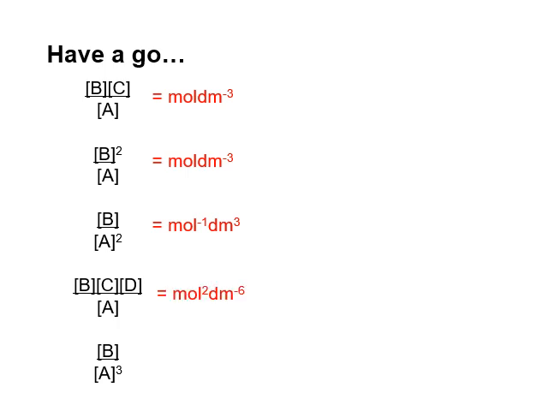This one will be mole 2 dm minus 6. And this last one will be mole minus 2 dm6. Because again, you had more on the bottom than you did on the top.